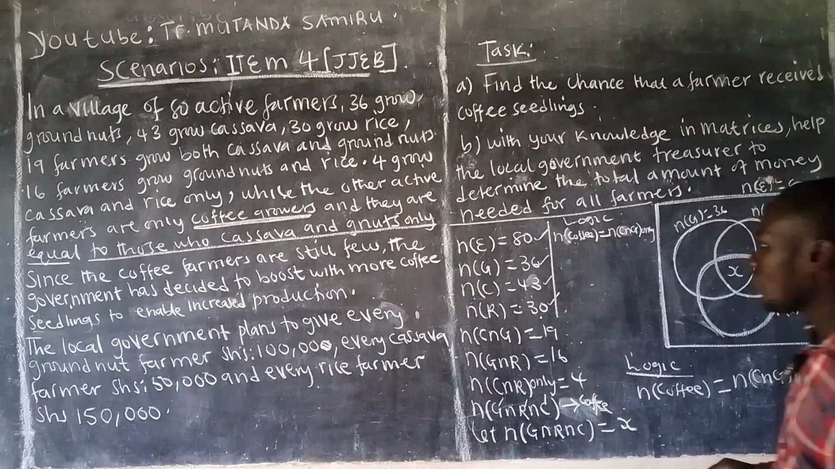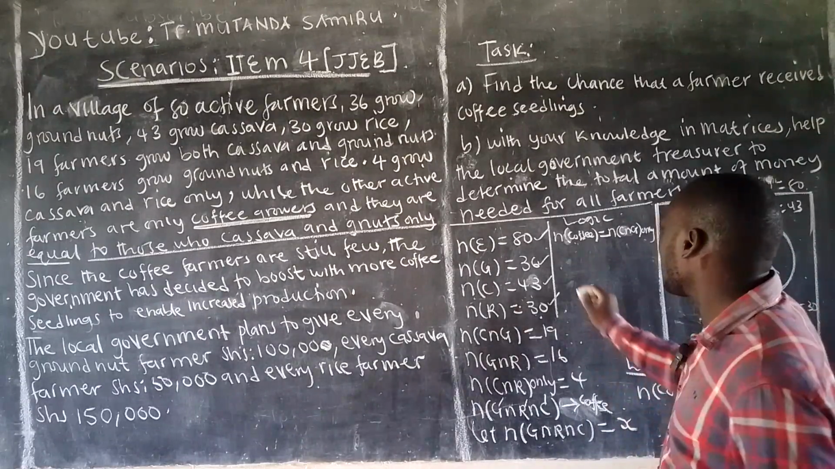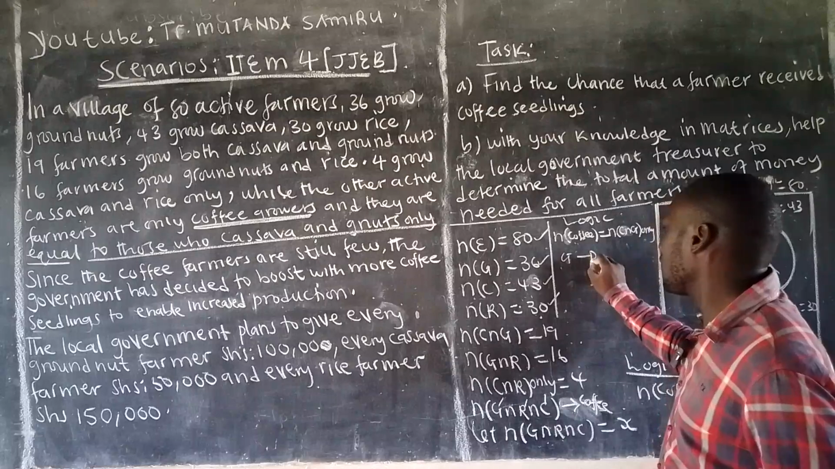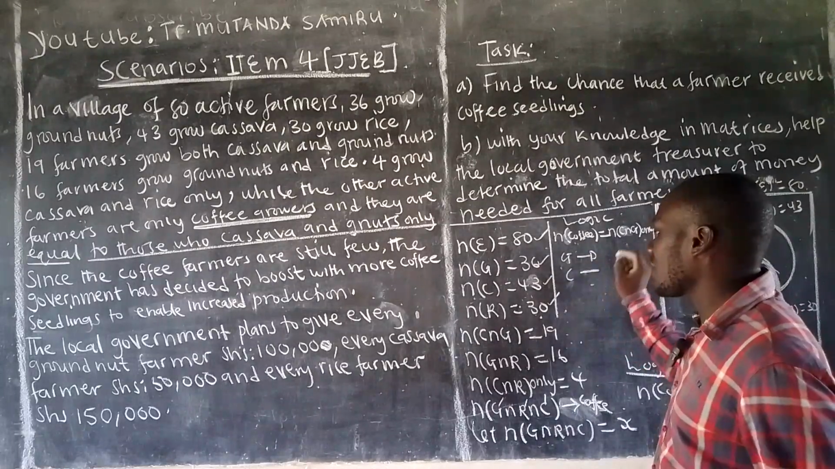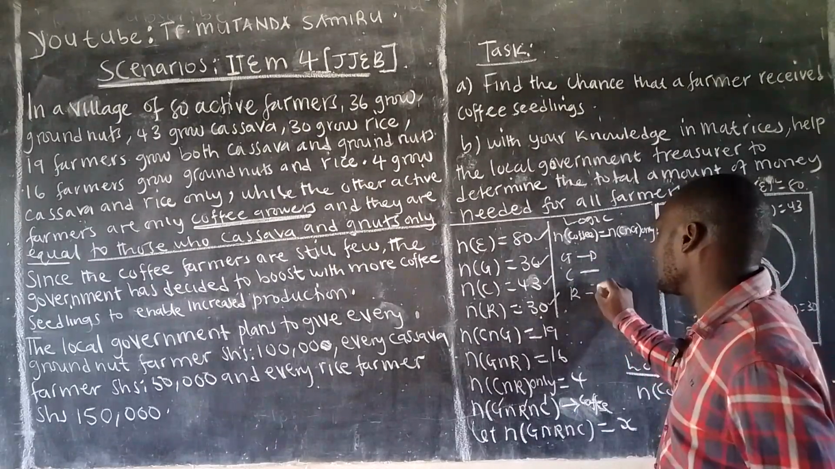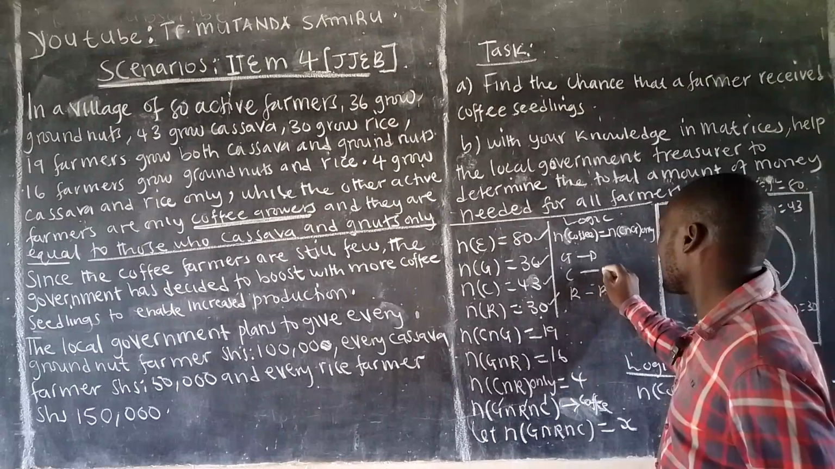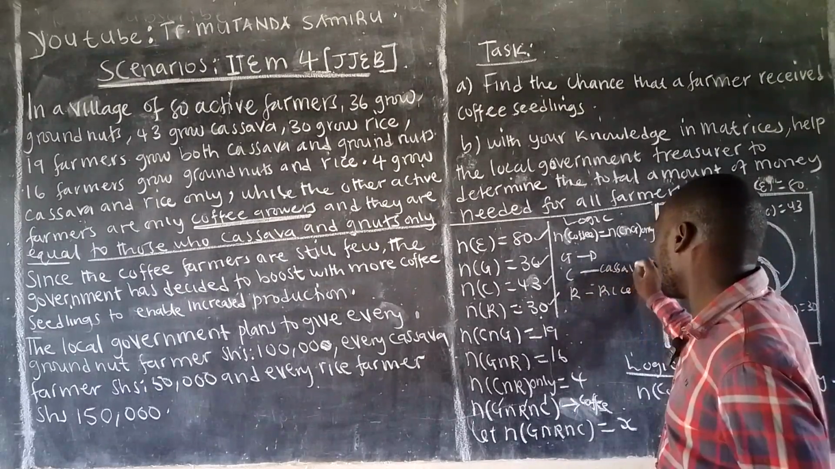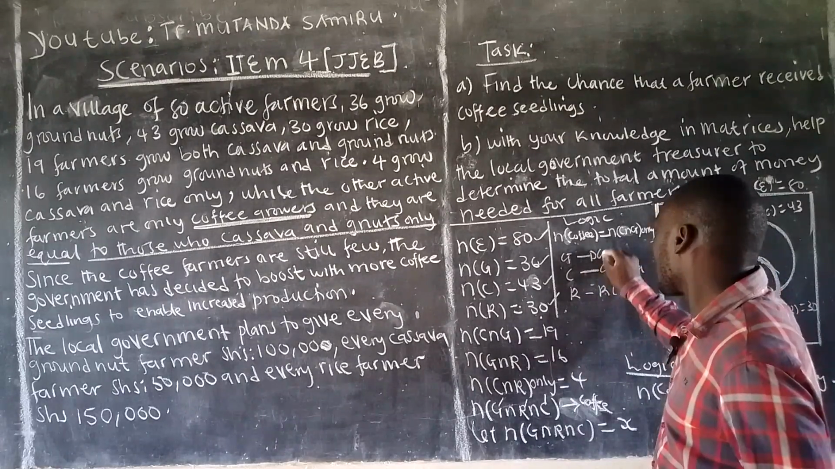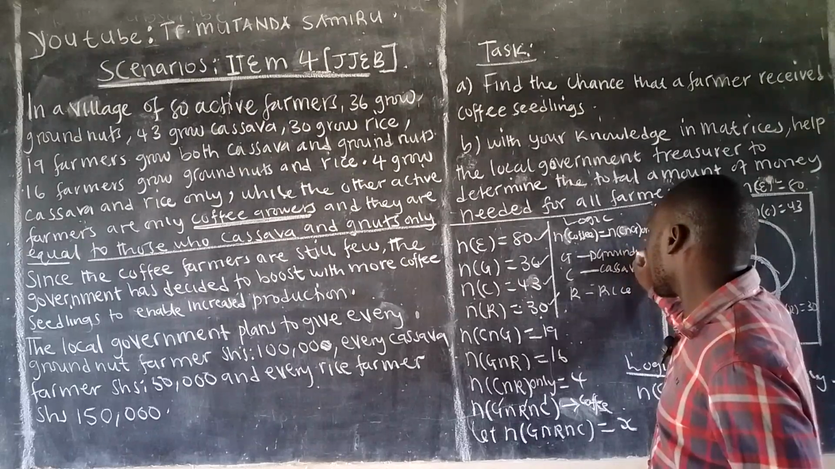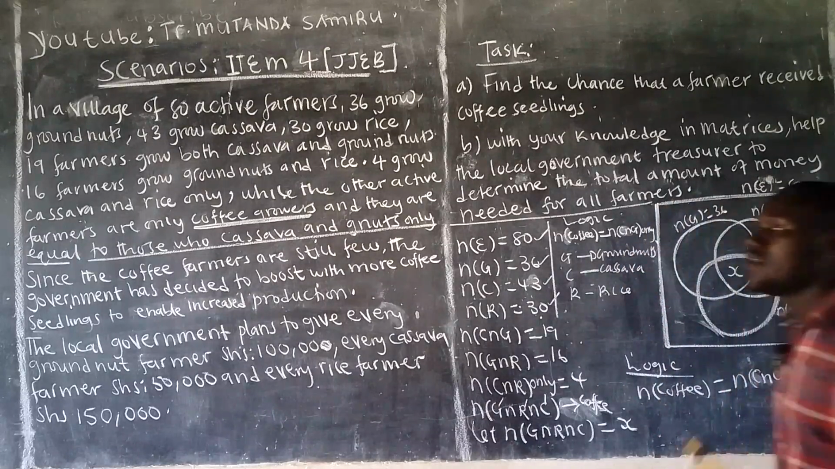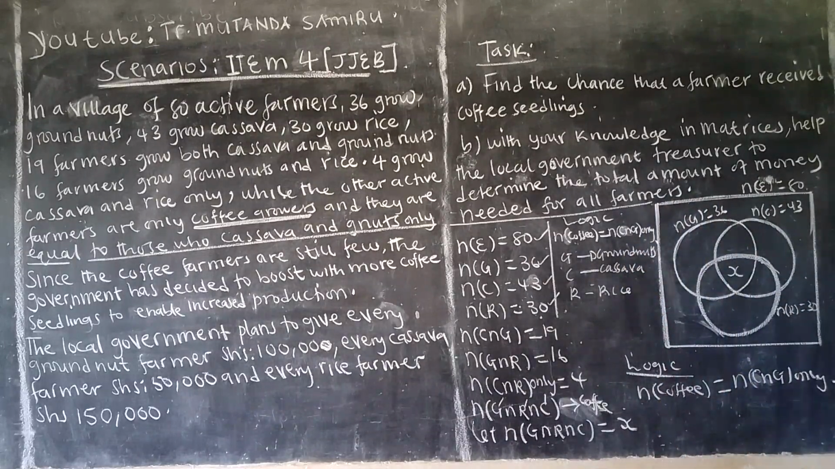Don't forget, define for the examiner that G has been for groundnuts, C has been for cassava, R has been for rice. Define, by the way, or you lose marks. Define in capital letters. Define them for the examiner.